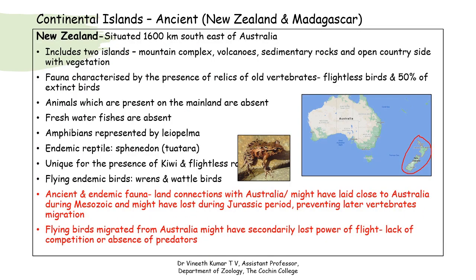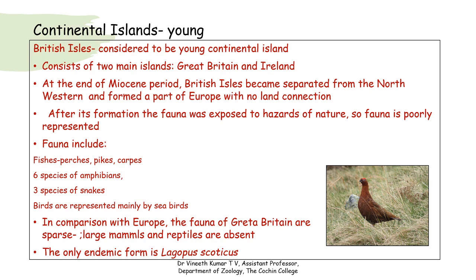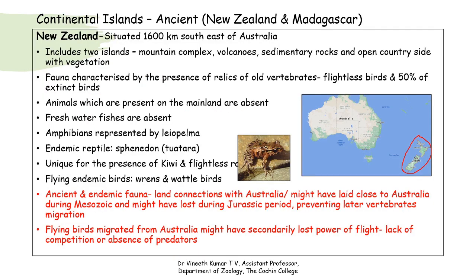And coming to another example of continental island, the ancient continental island. So this was a young continental island, and this is an ancient continental island. We'll see the marked differences between them. The examples are New Zealand and Madagascar. New Zealand is situated about 1,600 kilometers southeast of Australia. So you can see, this is the Australian land, and these are the two islands of New Zealand. It includes two islands which have mountain complexes, volcanoes, sedimentary rocks, and open countryside with vegetation.